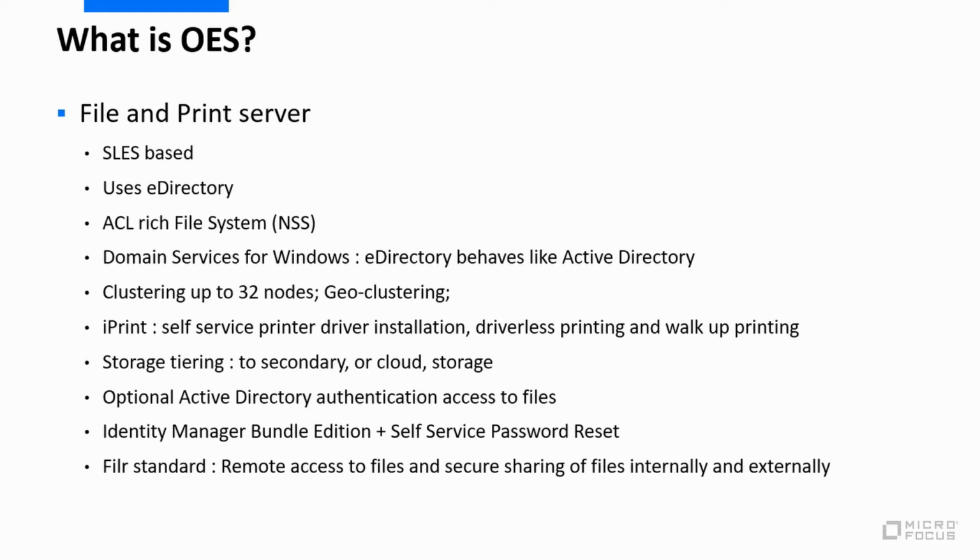We have iPrint available, which gives you self-service printer driver installation. It gives you driverless printing, so I can just drag and drop a document onto a web page to print it out, for instance. And indeed walk-up printing, so we have many ways of releasing print jobs. For instance, I could just put my smart card down on a reader by the printer and my print job will come out there. We do storage tiering, so this may be to secondary storage or indeed to cloud S3 storage. So older data, rather than taking up expensive storage, we can migrate to cheaper storage.